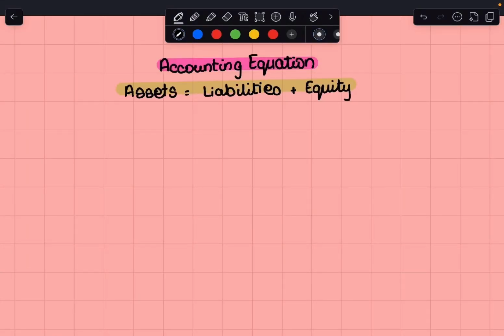Okay, so let me ask you something. What if I told you every single business in the world, whether it's a billion-dollar company or your neighbor's cookie stall, runs on one simple formula? And that is assets equal liabilities plus equity. Sounds boring, but not really. Because once you get this, you'll see how every dollar in a business is tracked, where it goes, and who really owns it. This isn't just math. You can say it's a language of money.